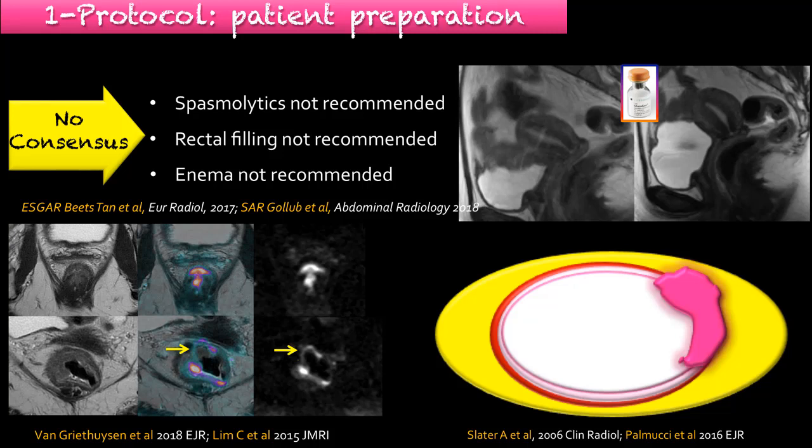Enemas are not recommended. However, a very recent study demonstrated the added value of enema, especially in diffusion, because it reduces the susceptibility artifact related to air. So, for example, in this patient, at the lower aspect of the tumor, the rectum is collapsed, and as such you have really nice diffusion. However, at the superior border of the tumor, you see there is air and susceptibility artifact. So the diffusion and especially the fused image are not very good. So enema may be a possibility.